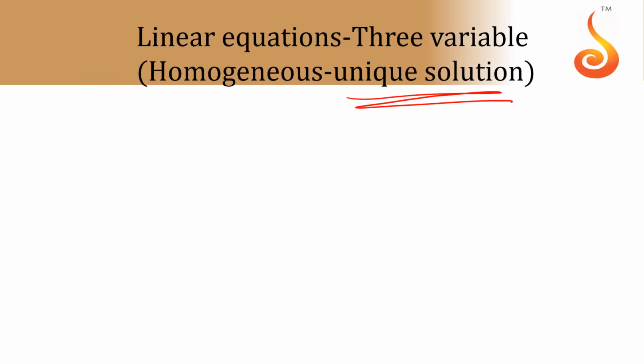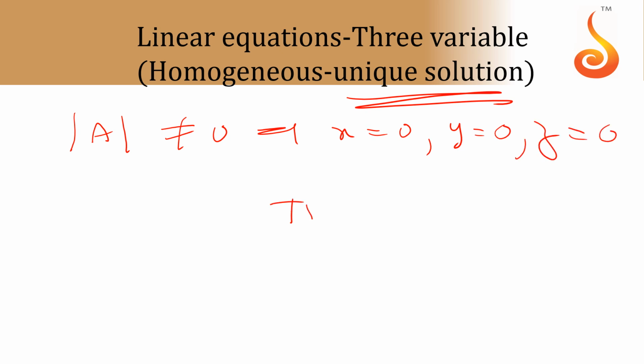Now for the unique solution, please remember that det A won't be 0. Then you will have the unique solution x equal to 0, y equal to 0, z equal to 0. This is called the trivial solution, and that is the only solution possible there.